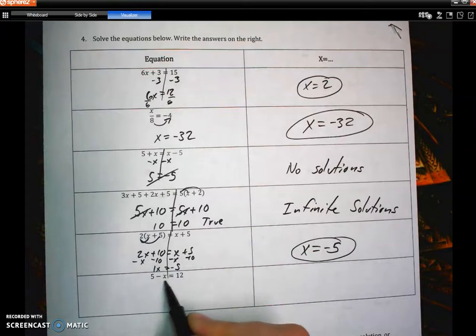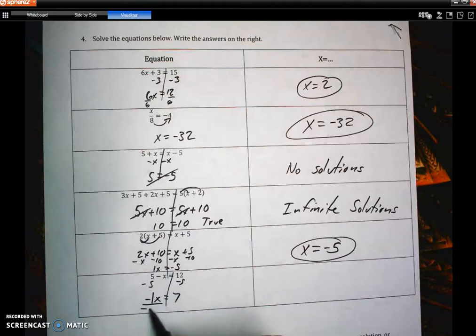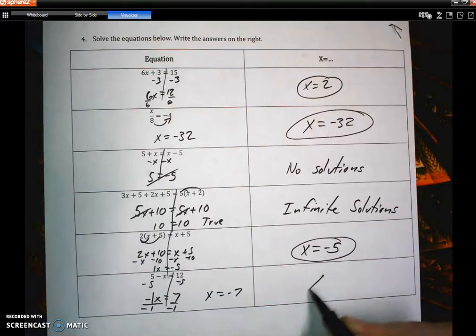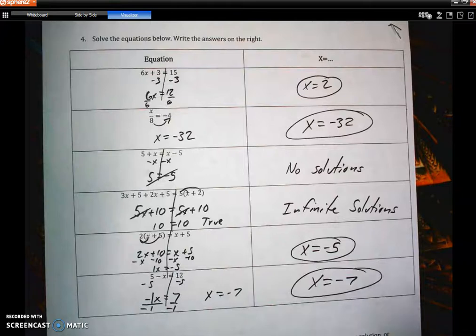Got to solve for this x right here. So I'm going to subtract 5 from both sides. I get negative x equals 12 minus 5, which is 7. And remember, negative x is like a negative 1x. So I got to divide both sides by negative 1. X equals negative 7. Awesome. Let's keep going.